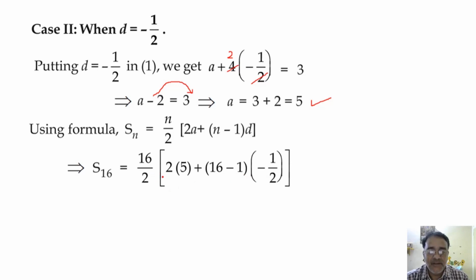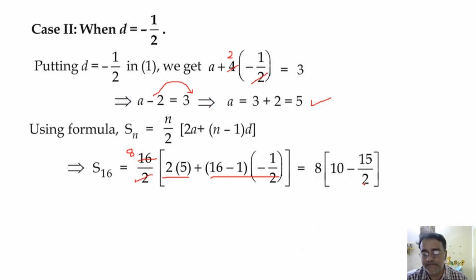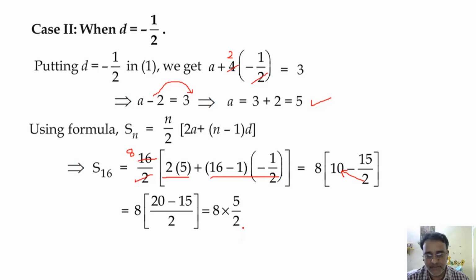Here we get 10 and here minus 15 by 2. And this you can cancel if you want. So 8 into 10 minus 15 by 2. Take the LCM: 20 minus 15 by 2, that is 5 by 2. So what is the final answer? 20. Right. So in the first case we got 76, in the second case 20. Any doubt in these questions?